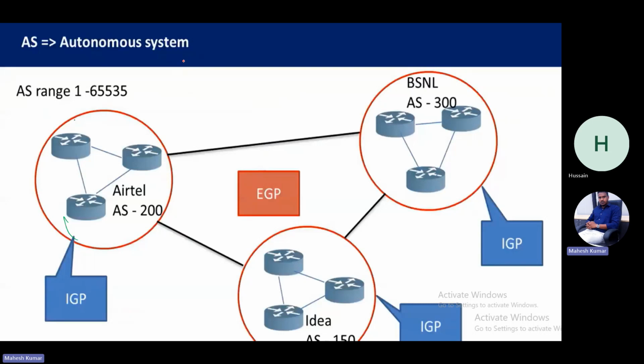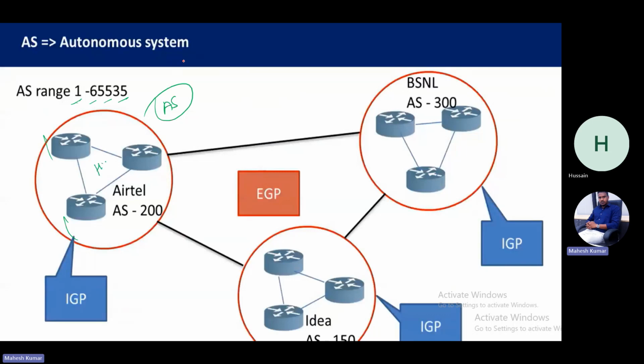So, AS number, autonomous system number. The range of autonomous system numbers is 1 to 65,535. An autonomous system number is the identification of any network or service provider, like Airtel, Jio, BSNL and other internet service providers in the market. Every service provider has its own AS number.